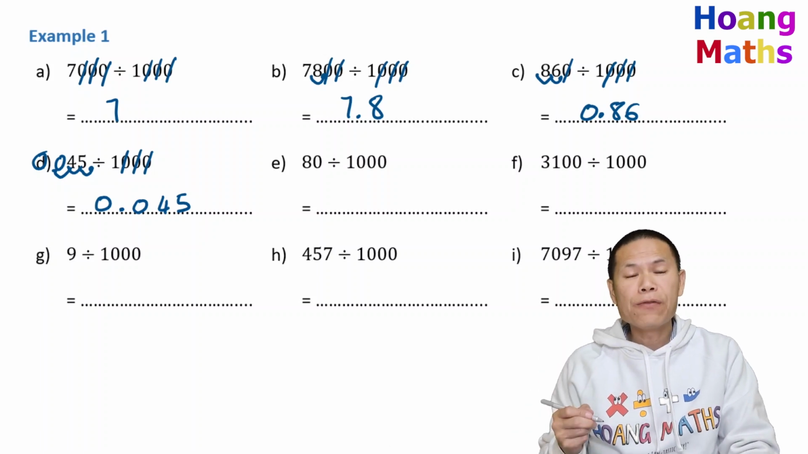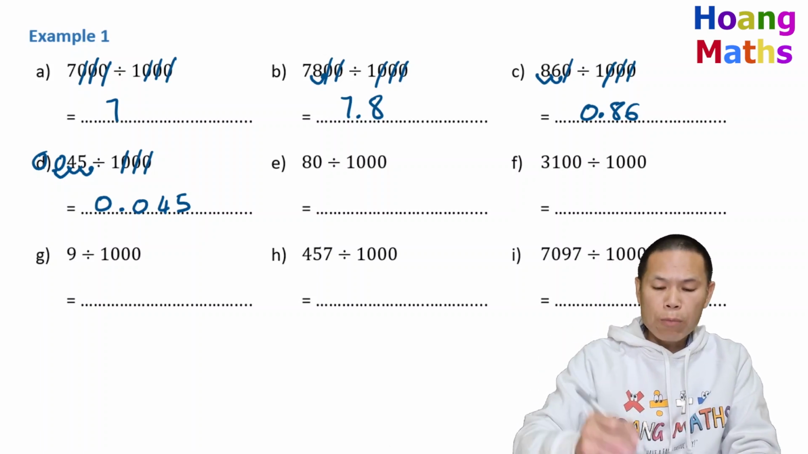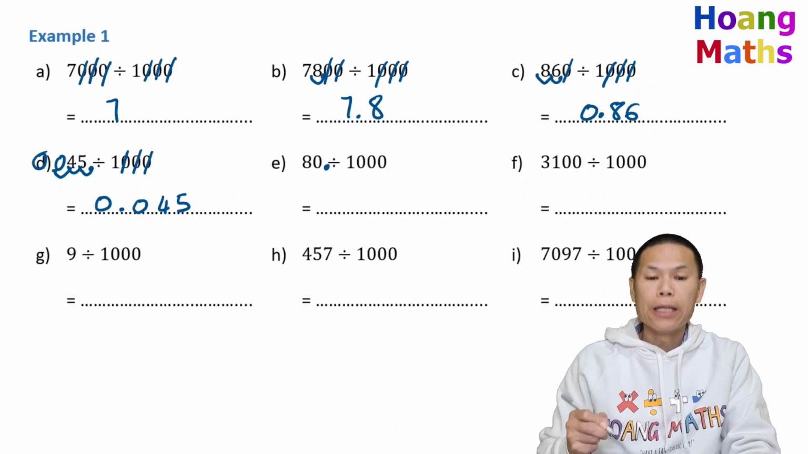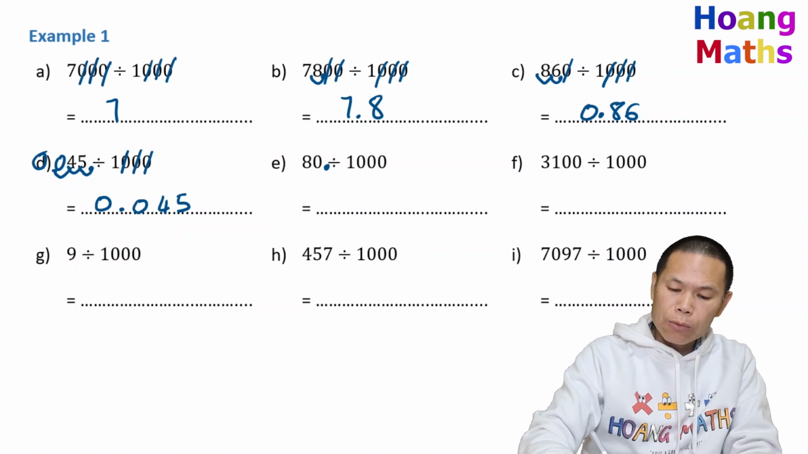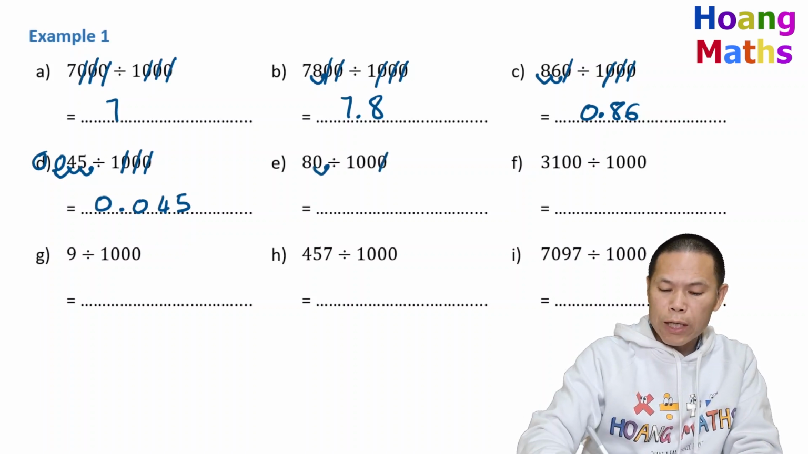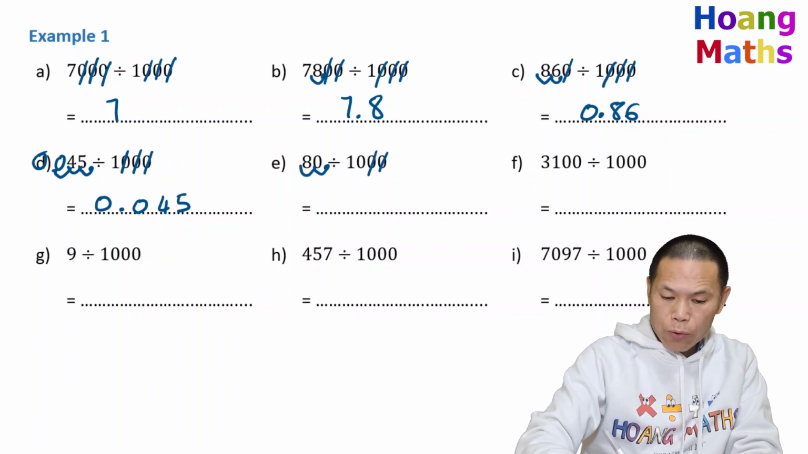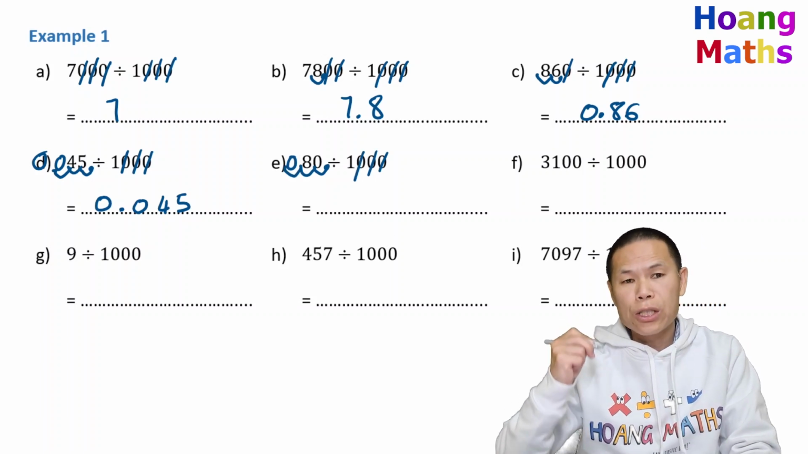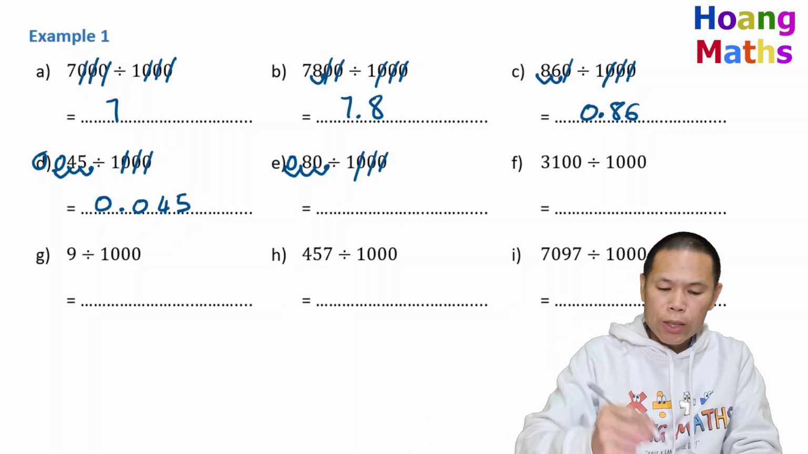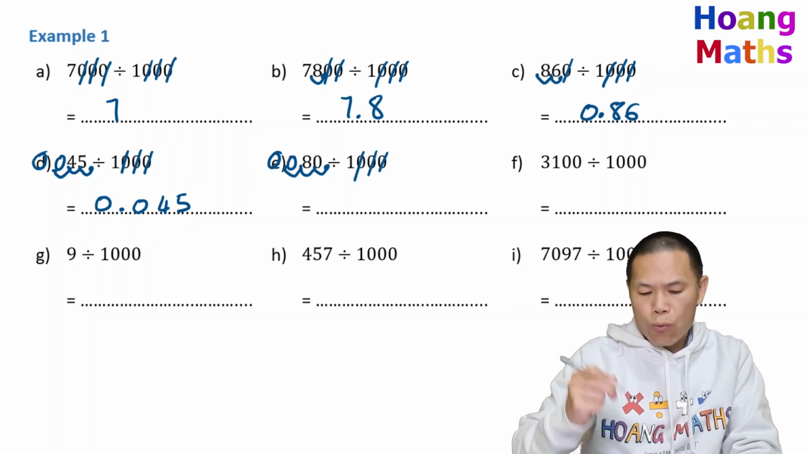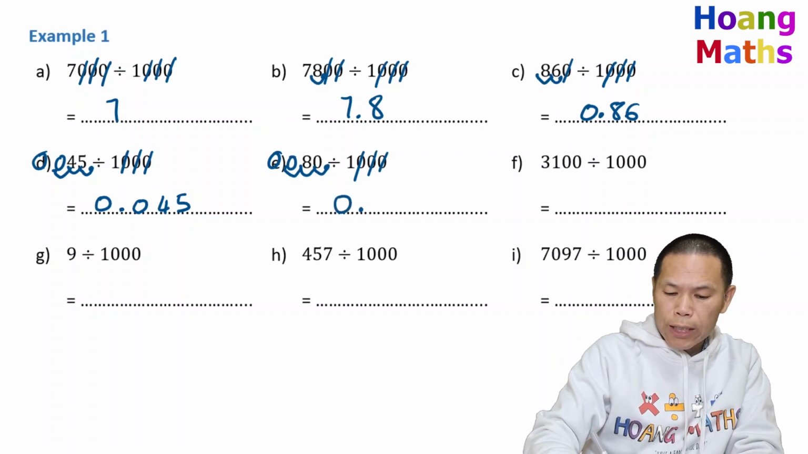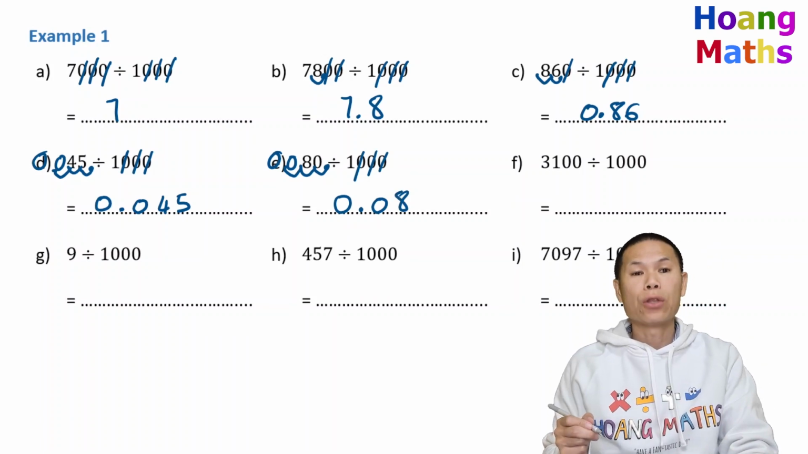Part E. We have 80 divided by 1,000. So no decimal point. We can just put it here in the back. So rather than cancel a zero first, I can just move the decimal point. Okay. So cancel this 0. 1 decimal place move to the left. Cancel this 0. We move 1 more time to the left. And we put a 0 in front. We cancel 1 more time. We move to the left. 0.080. And we put a 0 in front here. So that means 0.080. Or we can just write 0.08. So there you go.